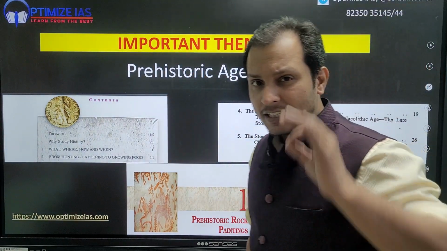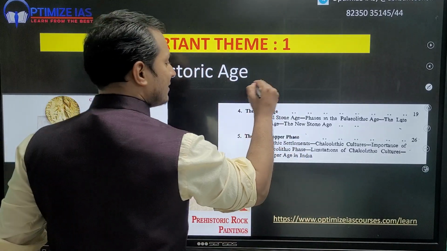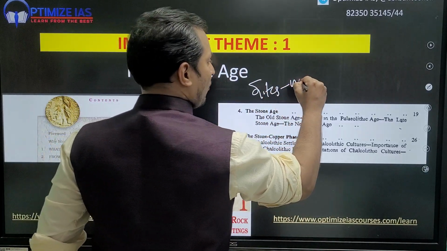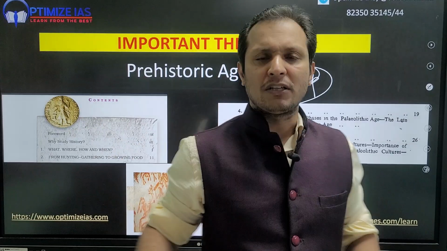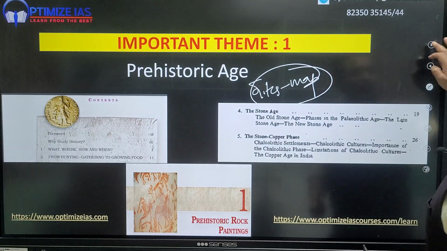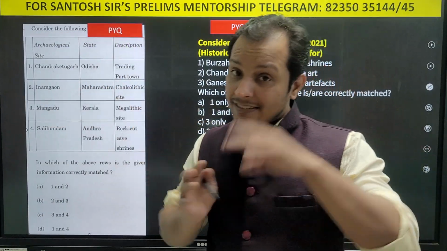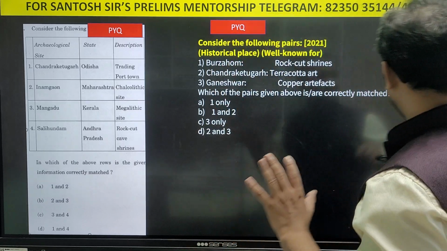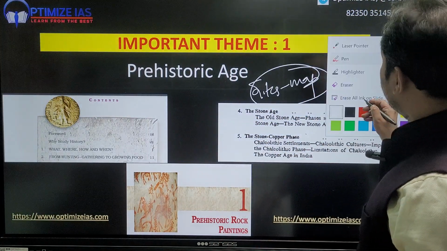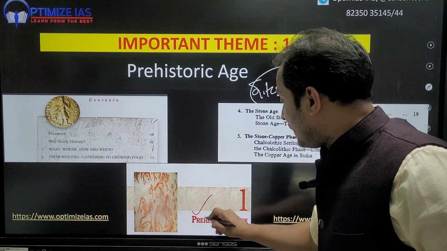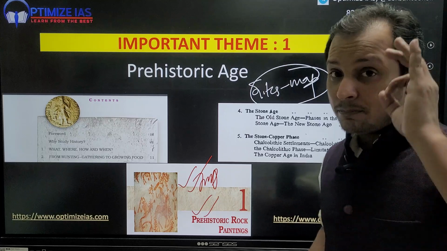Guys, this year there will be a definite question on important sites, map based question, historical sites, archaeological sites. Definitely there will be a question. Guys, why? Because already in 2024 UPSC has asked this question. Again, this year there is a high chance they are going to ask this question. Second type of question they can ask is on prehistoric rock painting, very important. Bhimbetka painting, very, very important. Prehistoric painting, please do prepare.